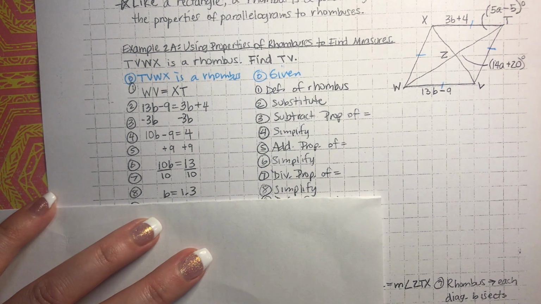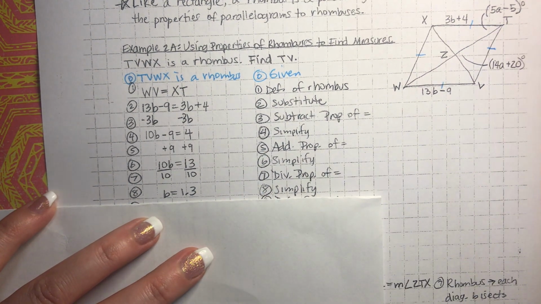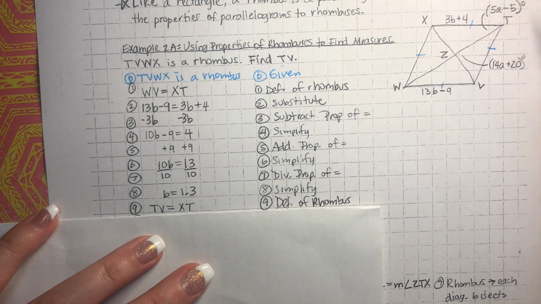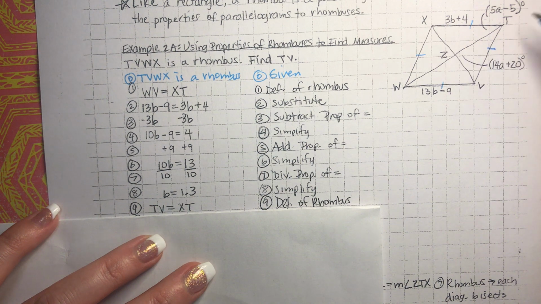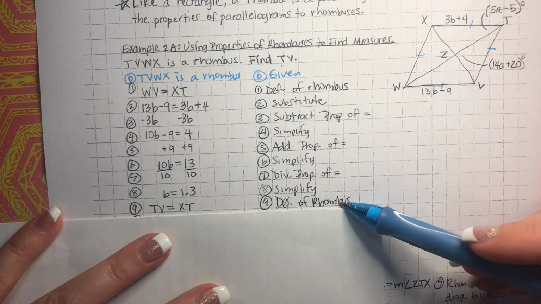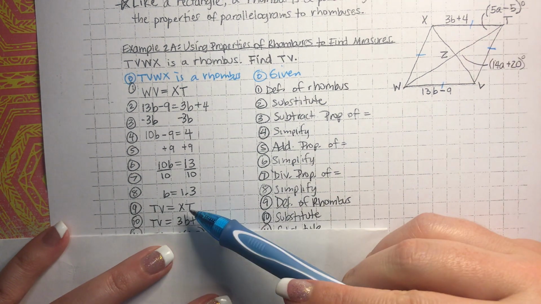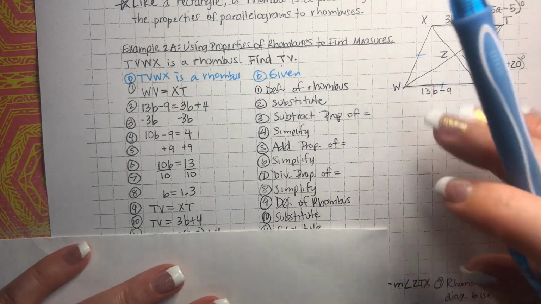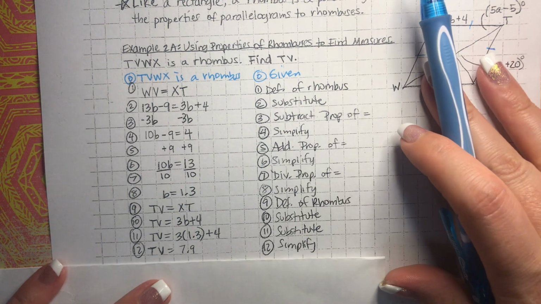And then what do we want to do? We want to figure out what TV is. So we're going to substitute this back either here or here. What do we do? So TV is equal to XT. Okay, TV is equal to XT. All right. That's because of the definition of a rhombus, right? All the sides are the same. And then, okay, so instead of XT, we're substituting 3b plus 4 in for XT. And then we're probably going to substitute again and put 1.3 in there.